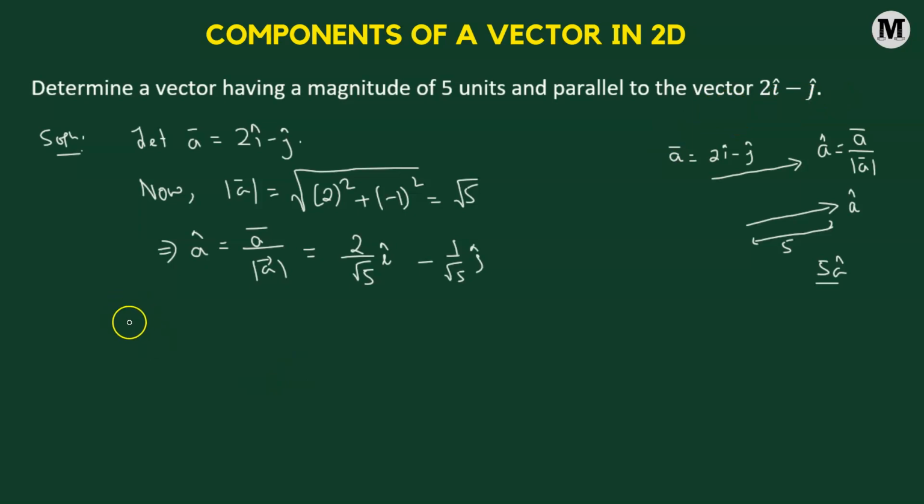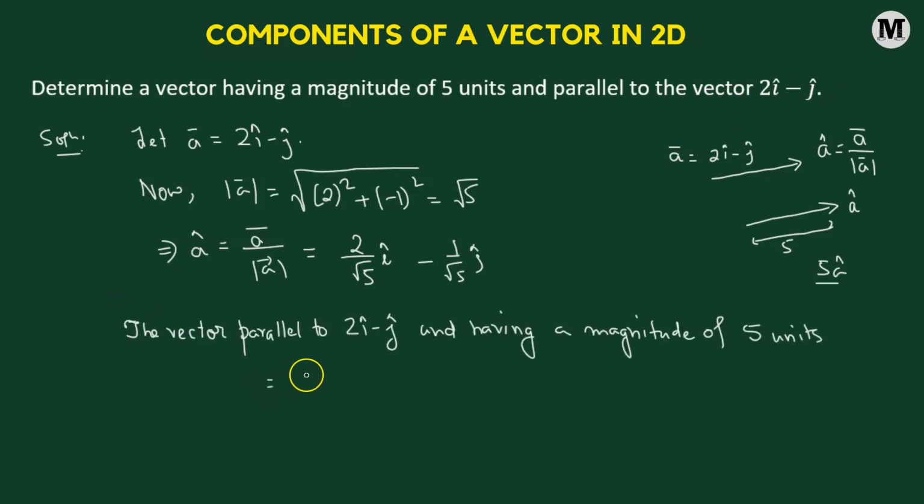So let's find the vector. This is going to be given by taking the magnitude 5 and multiplying it with the unit vector A cap. So we have 5 times 2 over square root of 5, which is 2 times square root of 5 i cap, minus 5 times 1 over square root of 5, which is simply square root of 5 times j cap. So this is the required vector, which has a magnitude of 5 units and its direction is along the direction of 2i cap minus j cap.